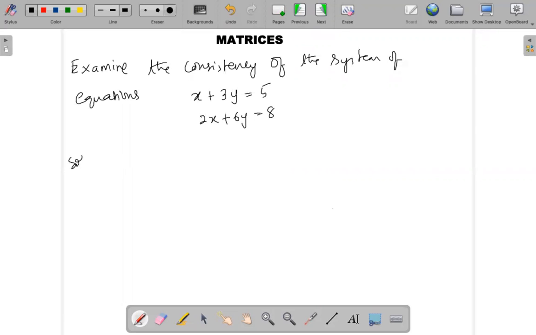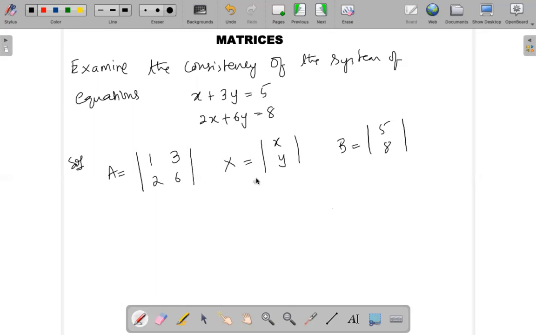So A will be the coefficients, right? So 1, 3, 2, 6, correct? And capital X will be x, y. And B will be 5, 8. Now this is in the form of AX is equal to B.